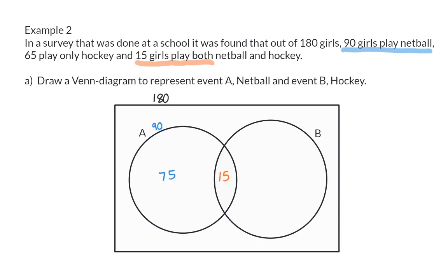Next, we are given that 65 girls play only hockey. That means that they represent the part of the circle that is only for hockey and not intersecting netball. So the 65 can immediately be put into the circle. Our sample space consists of 180 girls, but at the moment, adding up the 3 values that we have is only 155 girls. Therefore, there are 25 more girls that do not play hockey or netball.